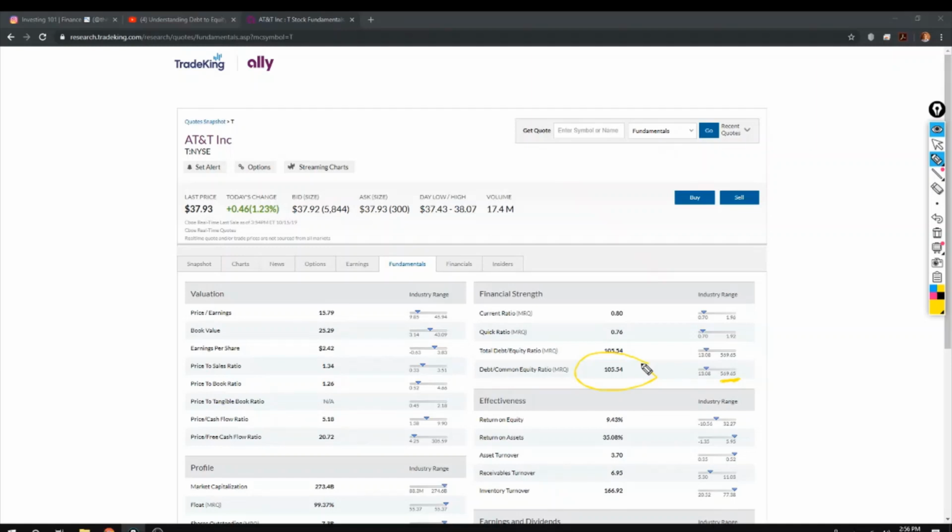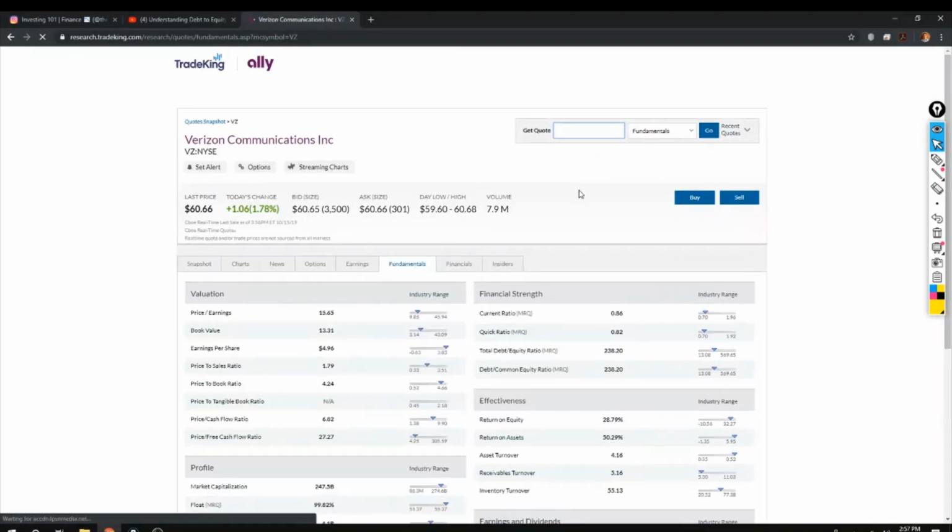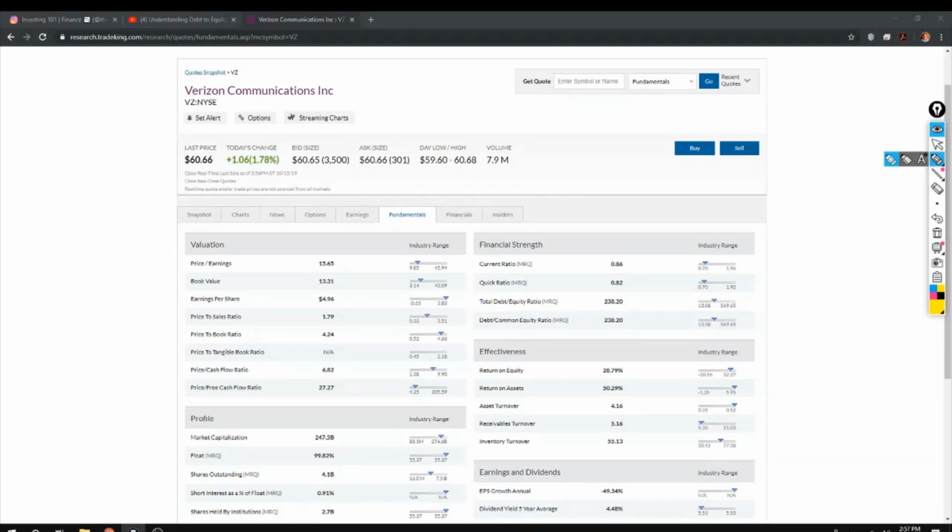So now we know what the industry range is. Let's also compare it to another stock that is in the industry. If we go up here, we can type in VZ or Verizon, however you want to get to it. And we can look at the same thing. We have a debt to equity ratio of 236.20, and that is about in the middle portion of this industry range. So looking at the debt to equity ratio, we understand we want it to be the lowest, but we also have to compare it to the overall market.